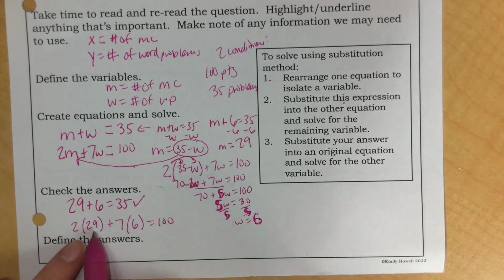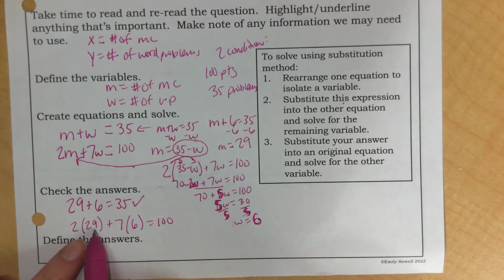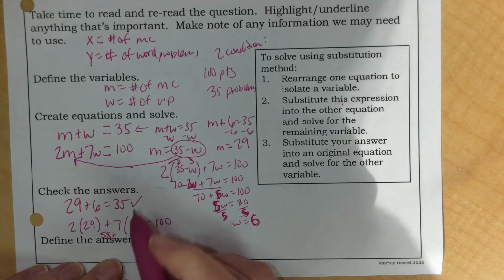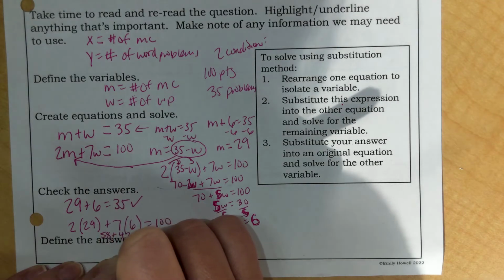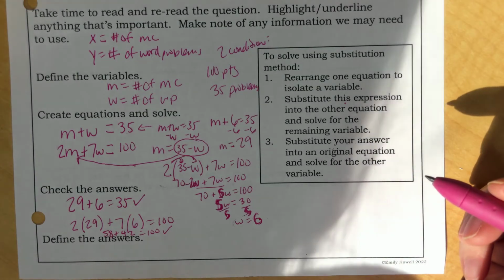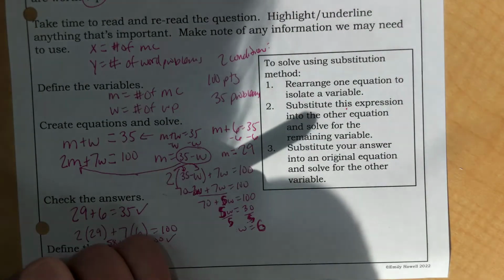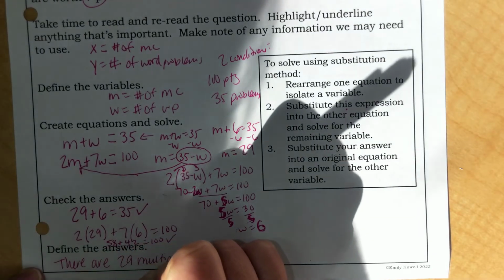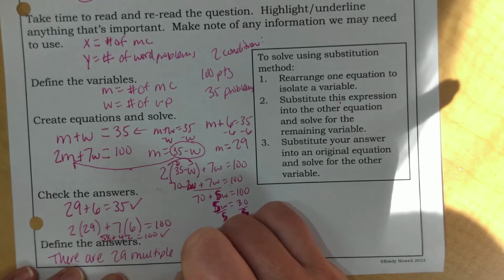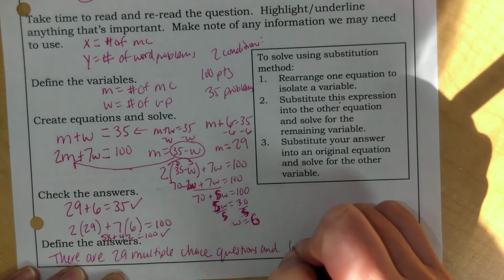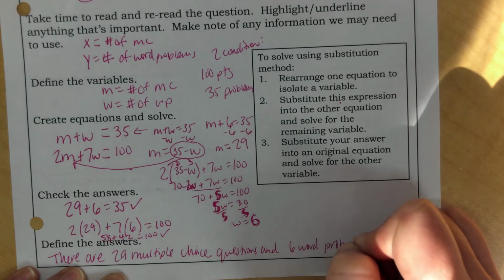Well, 29 times 2 is going to be 58, and 7 times 6 is 42, and so that totals 100. So we have met both conditions of this. So what I come to find out is that there are 29 multiple choice questions and 6 word problems on this test.